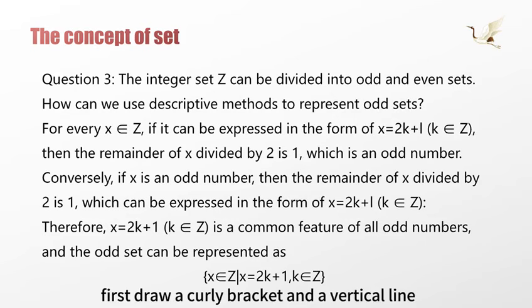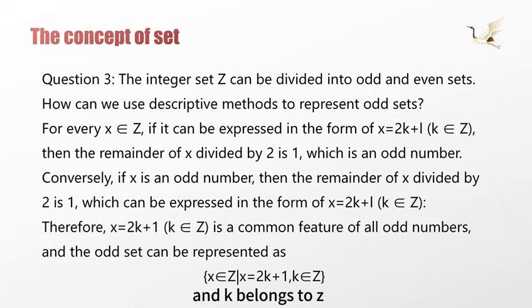First, draw a curly bracket and a vertical line. The research object is x, and the research scope is integers. Its common feature is that x equals 2k plus 1, and k belongs to Z.